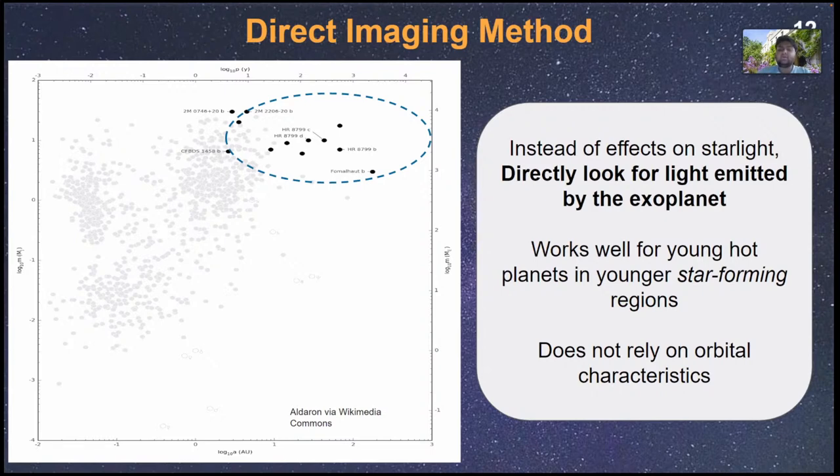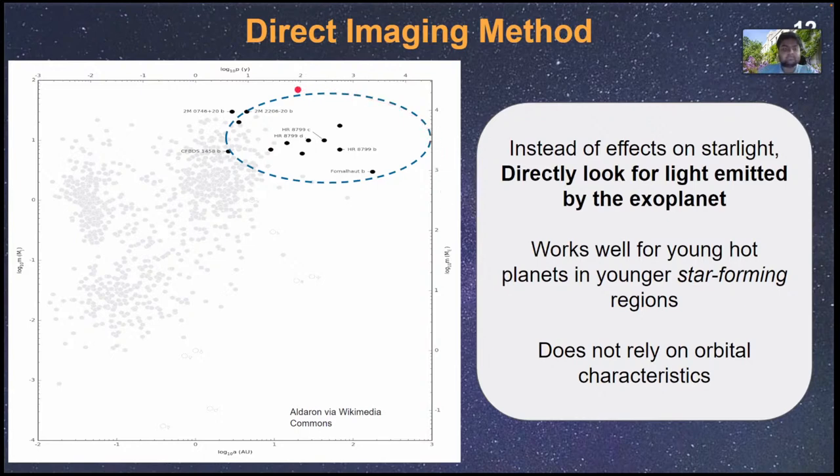This works best for bright, young, massive planets, just because these planets are expected to be brighter. And this method does not rely on orbital characteristics for detection. The idea being that you don't rely on how the orbit is looking or how it's behaving, because you're directly looking at light emitted by a body and not its effect on another light emitting body.